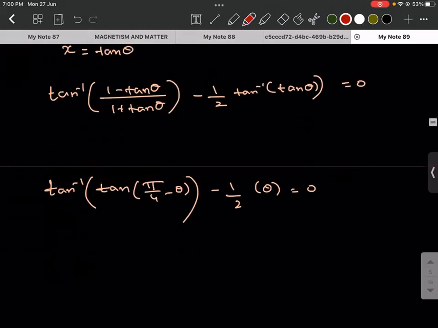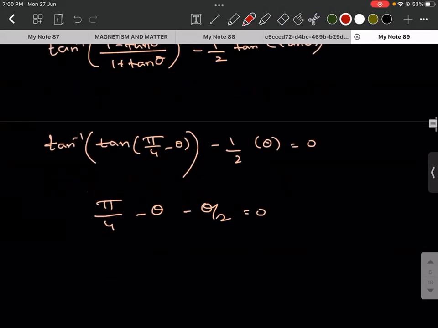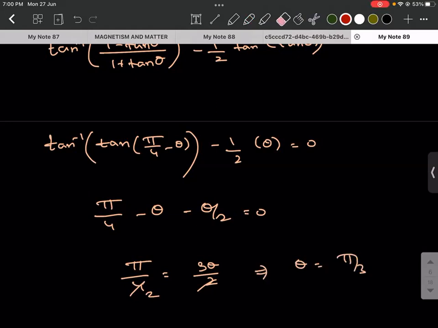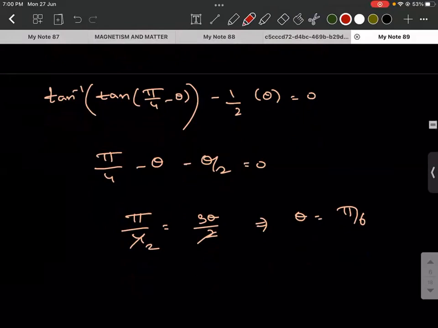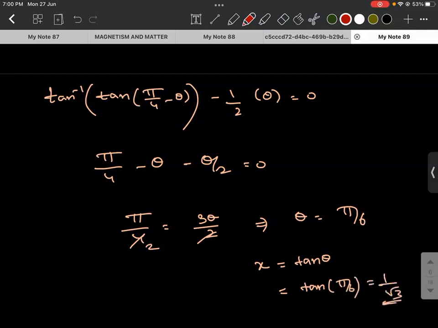So tan inverse of tan of pi by 4 minus theta is pi by 4 minus theta, minus theta by 2 is 0. So pi by 4 goes to the other side and we get 3 theta by 2, cancel these two. So theta will be equal to pi by 6. When theta is equal to pi by 6, we need the value of x. We know that x is equal to tan theta, tan of pi by 6, which is 1 by root 3. That is the answer. In that way also you will get it.